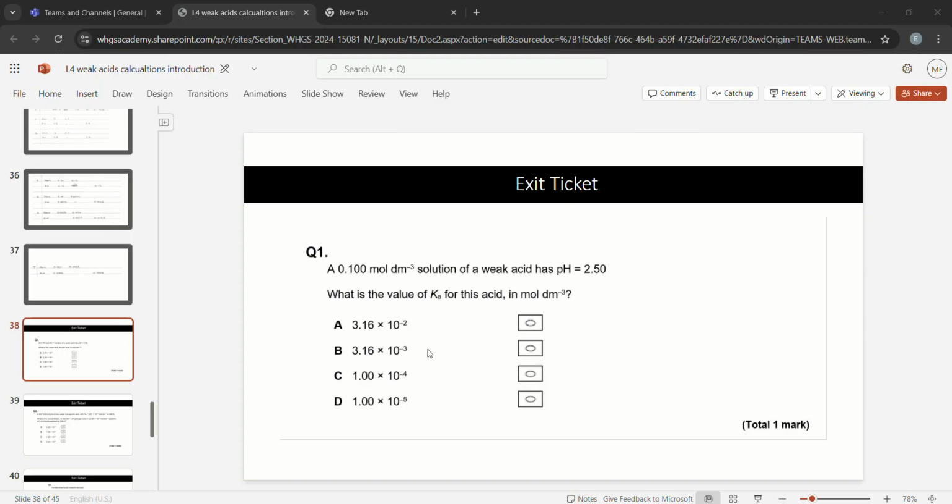So obviously we're going to use Ka is equal to H plus divided by Ha. Now is it H plus squared or H plus A minus? That is the first step to identify. Well, I know that a 0.010 mole per dm cube solution of HCN was used in the first step. The concentration of cyanide ions would be, well, where's the cyanide ions?